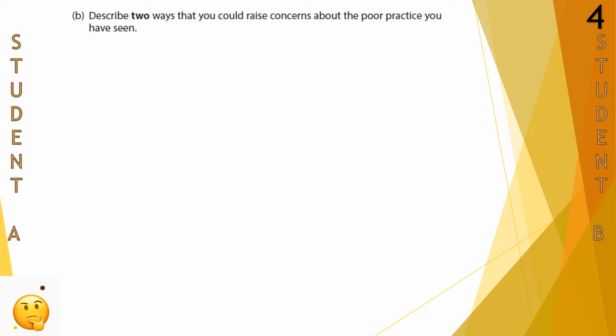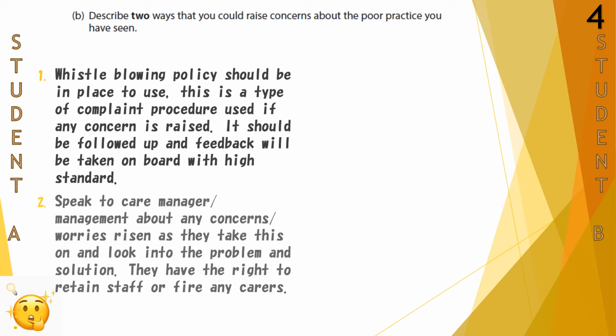Second response, 2 ways that you could raise concerns about poor practice. So student A talks about whistleblowing policy. It's a type of complaint procedure. You use it to raise concerns. It should be followed up with feedback taken on board with a high standard. The second response they put is speak to the care manager, raise concerns, and they have the right to retrain staff or fire any carers.